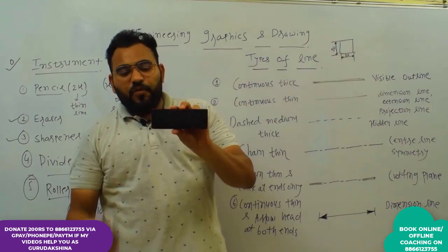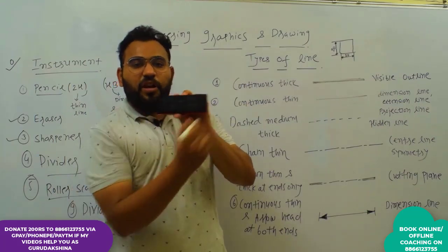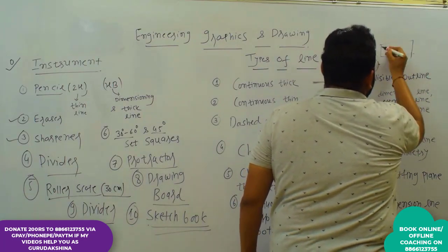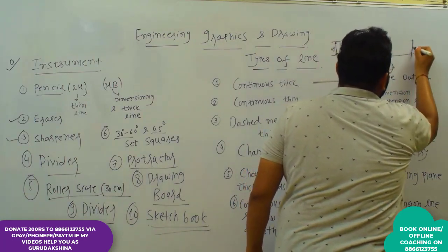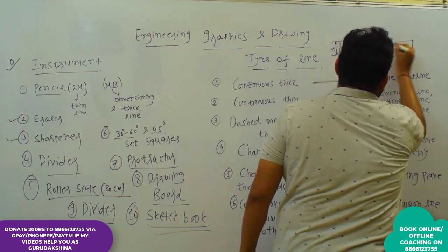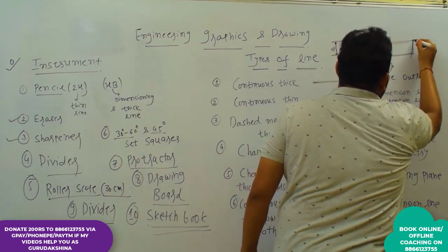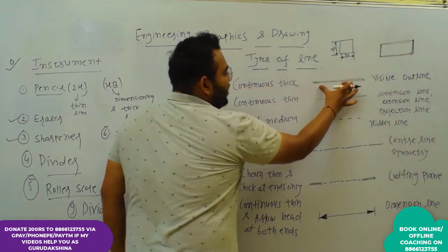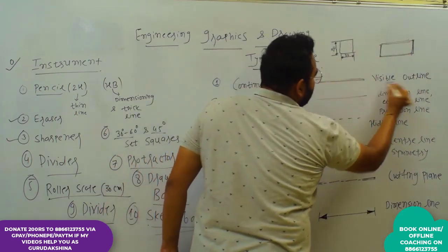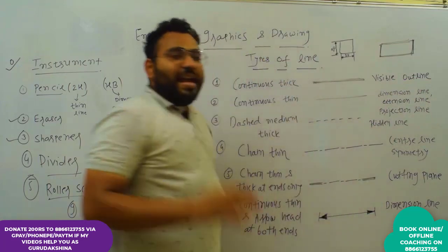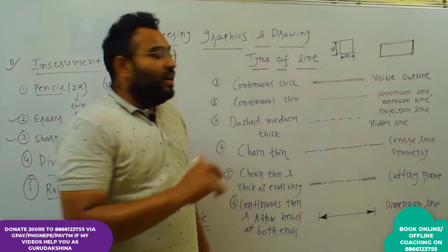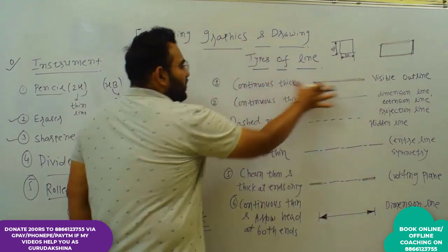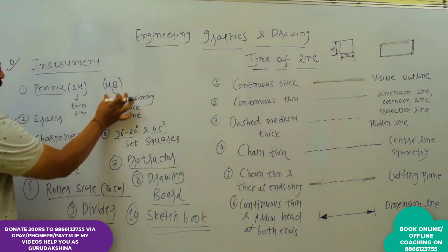If you see this duster from the front, it is going to look like a rectangle. If I draw it, it is going to look like one rectangle. This is the outer line of the rectangle, and this outer line must be a continuous thick line. That's why the continuous thick line is used for visible outline. For any outer boundary of any object, you have to use this continuous thick line.